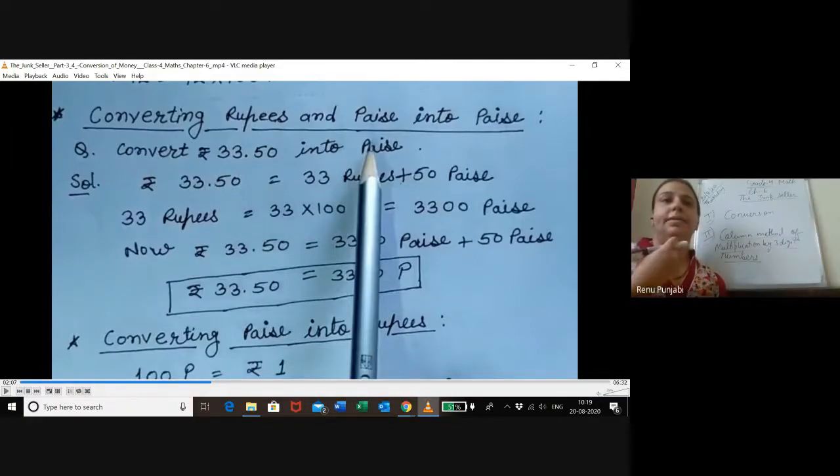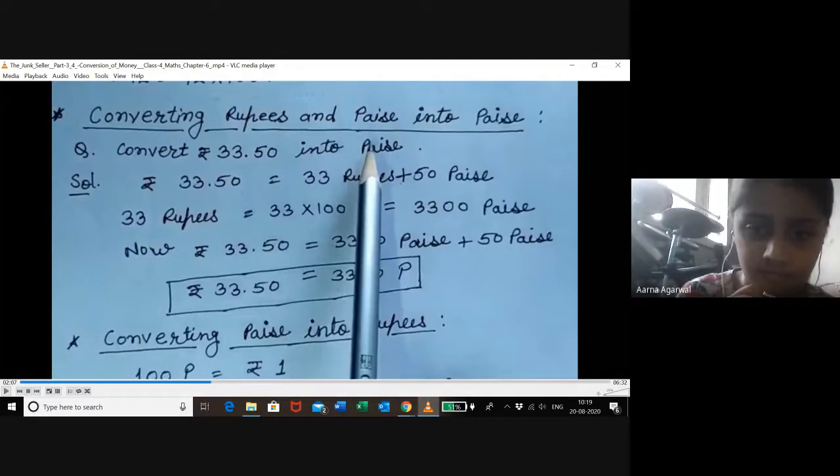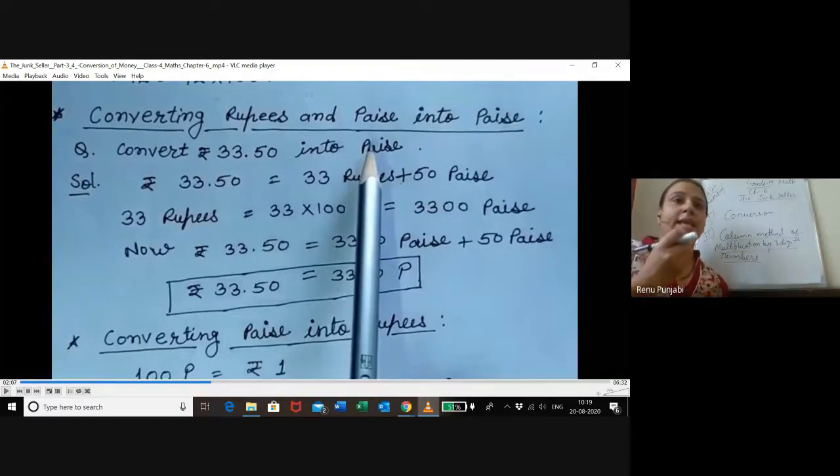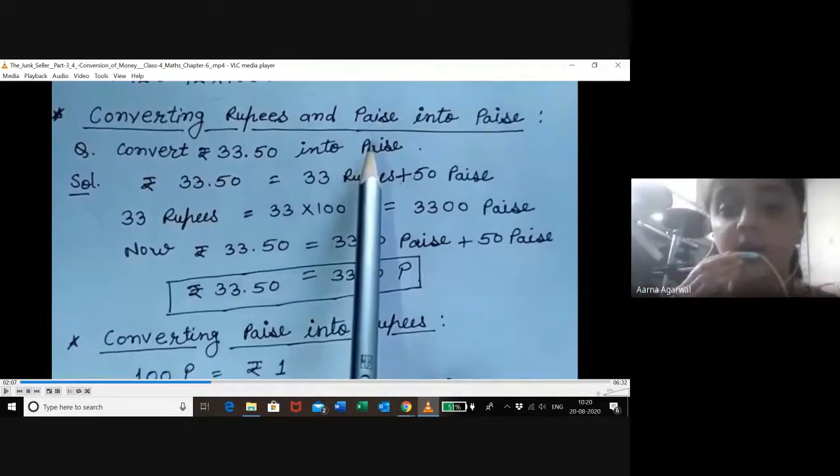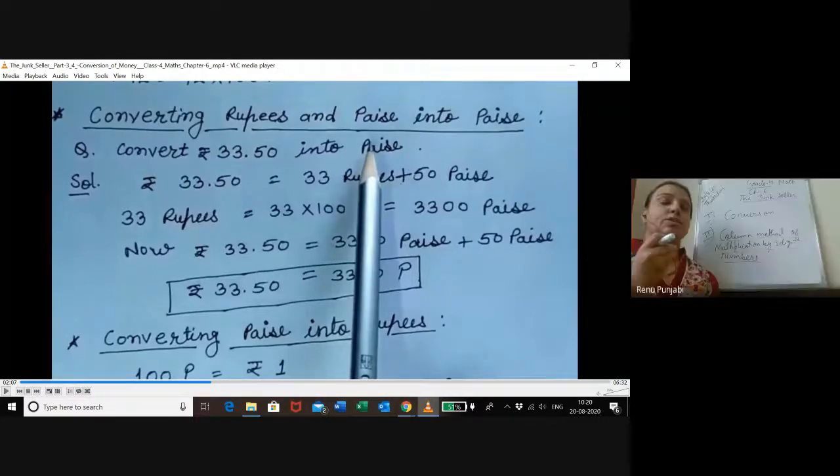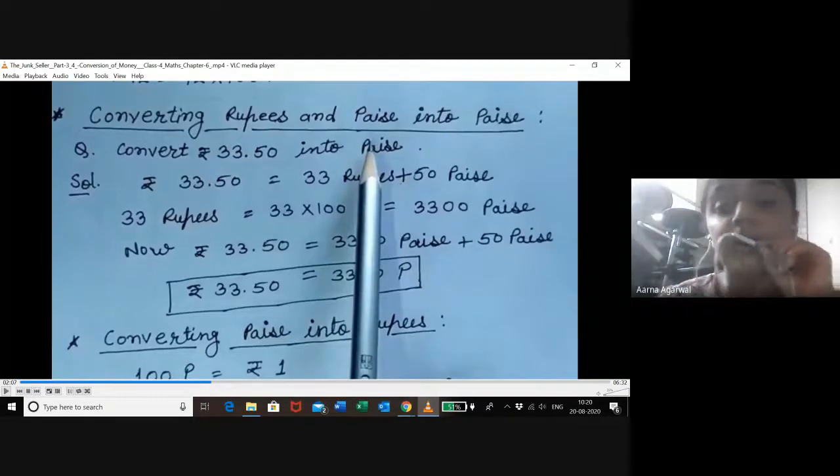First, let me explain. Yes, Arna Agarwal, in 33.50, how many rupees are there in this and how many paisa are in this? Ma'am, 33 rupees and 3300 paise. Wait, my question is just how many rupees are in this and how many paisas are in this right now? Ma'am, 33 rupees and 3300 paise.